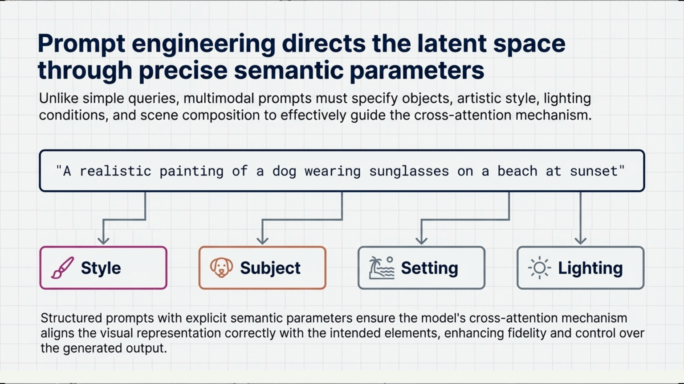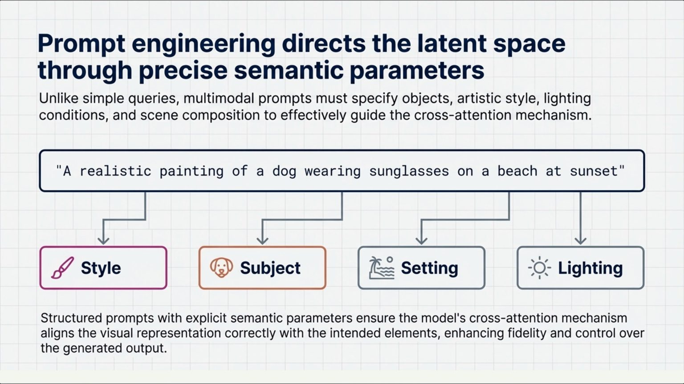Multimodal prompts need structural integrity. They must explicitly define key semantic parameters. For the best results, you need to clearly articulate the subject you want, the specific artistic style, the setting or background, and the lighting conditions. Precision in your language directly correlates to precision in the latent space.